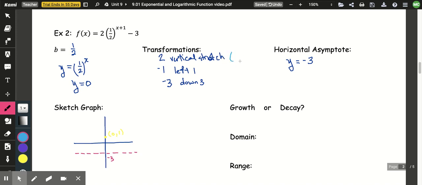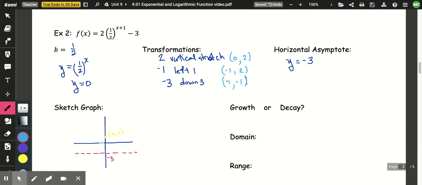Okay, so when I do a vertical stretch, that's going to affect my y value only of my y-intercept. So I'm multiplying the y value by 2. So 1 times 2 is 2. So now it's at 0, 2. Now if I move to the left 1, that's going to affect my x value. So I'm going to subtract 1 from the x's. So now I'm at -1, 2. Then if I move down 3, that'll affect the y value. So I'm going to subtract 3 from the y value only. So that would put this new point at -1, -1.